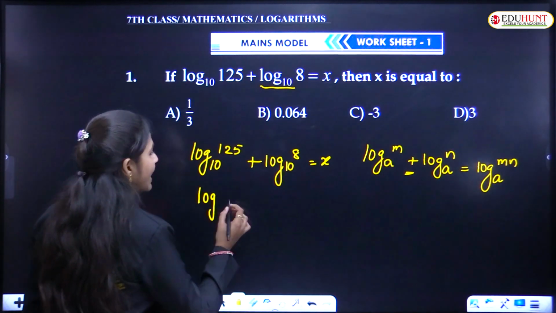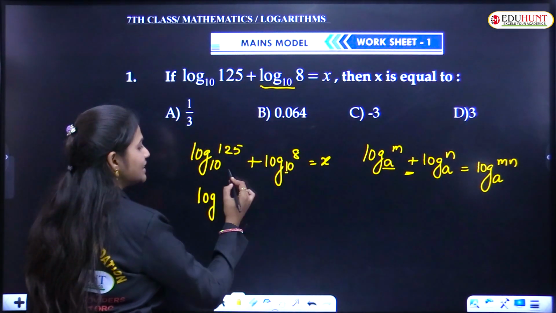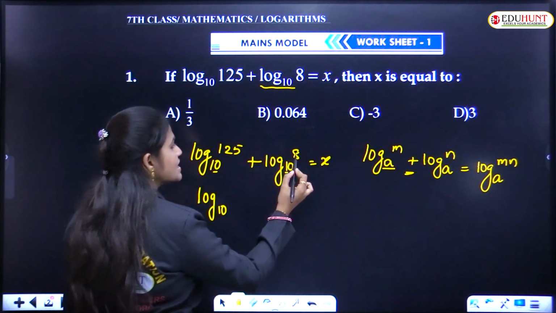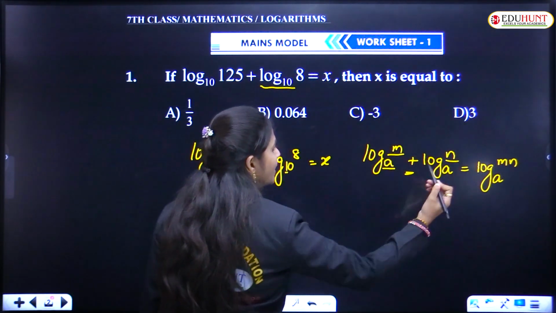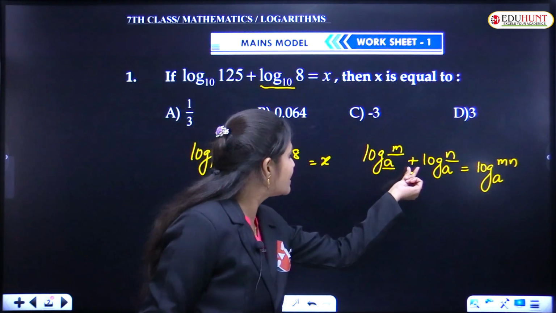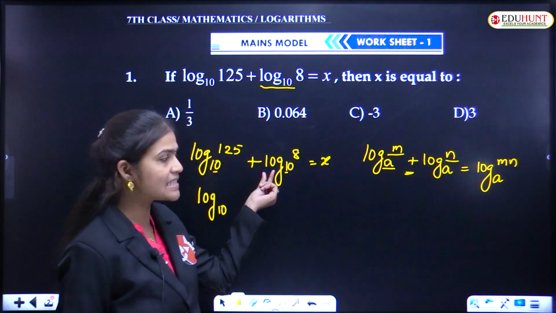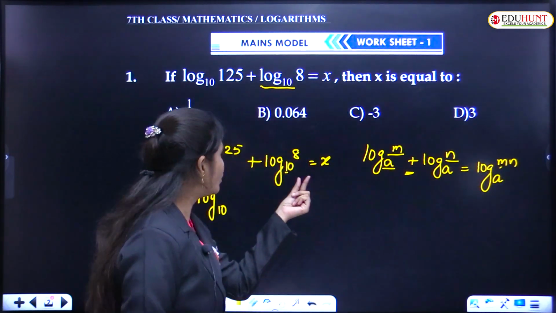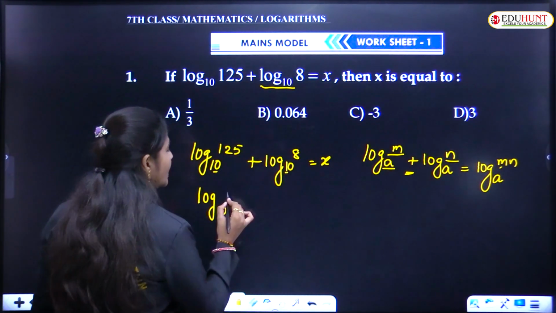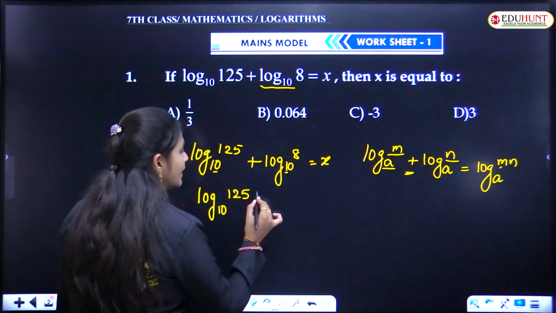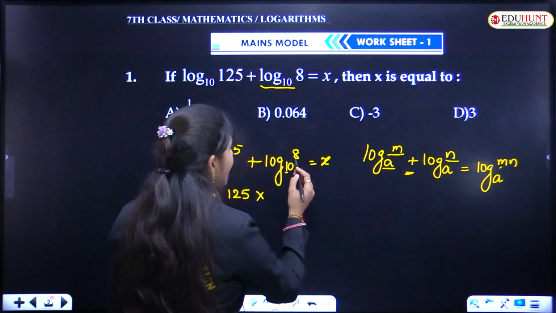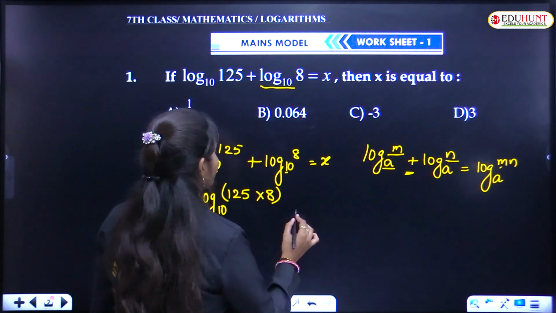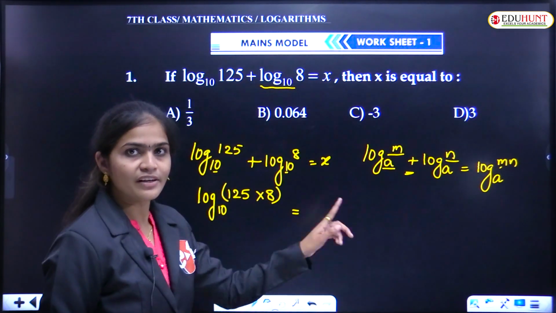So at the place of a, here we have 10. So log to the base 10, and here 125 and 8 are in the places of m and n. Here the sign is plus, so we have the product of m into n. At the place of m we have 125, into, at the place of n we have 8. Am I clear? Which is equal to x. So that value we are finding now.